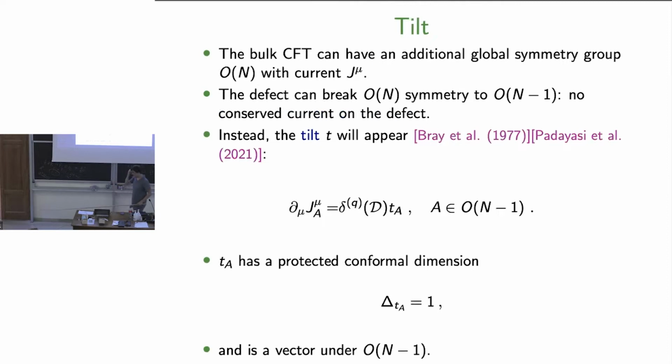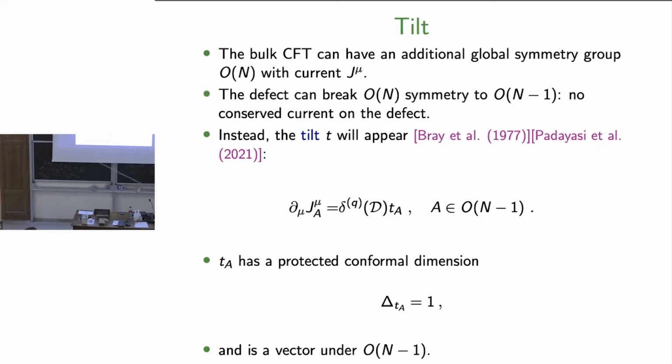The other operator that I want to introduce is also quite generic. This one appears whenever you break a flavor symmetry. So imagine that you have a bulk CFT with some O(N) flavor symmetry, and then you introduce a defect that breaks this O(N) to an O(N-1) symmetry. Similarly to the displacement operator, there will be an anomalous Ward identity associated to the flavor current. And now you can define this operator, which we call the tilt. So the tilt is basically the counterpart of the displacement operator, but now the symmetry that you're breaking is the flavor symmetry of your model.